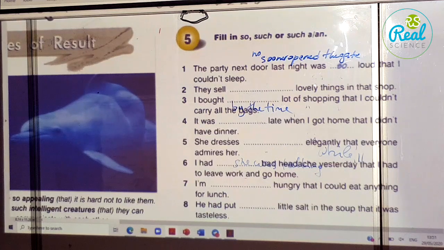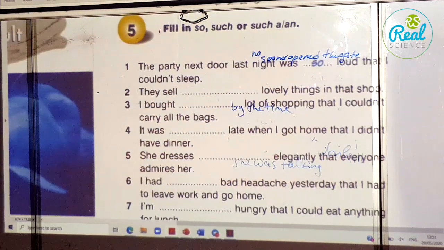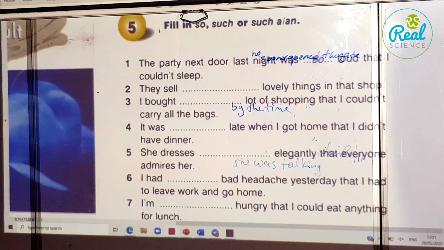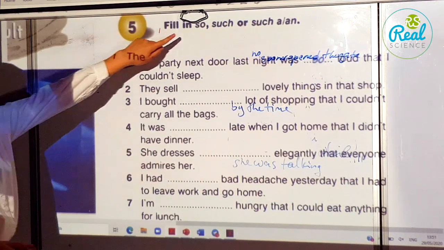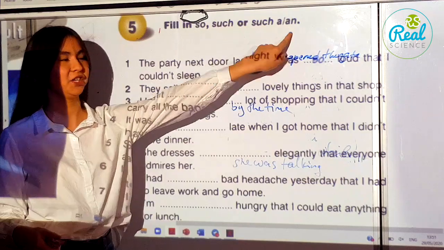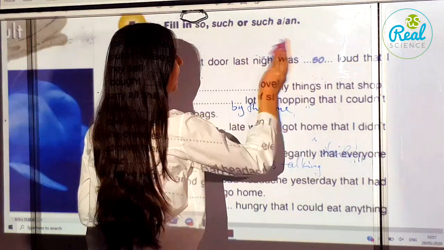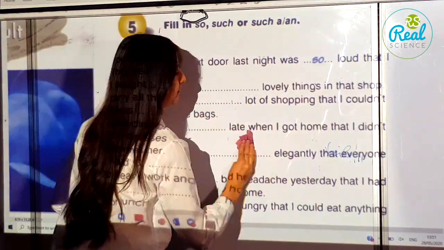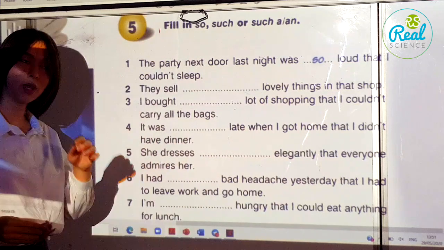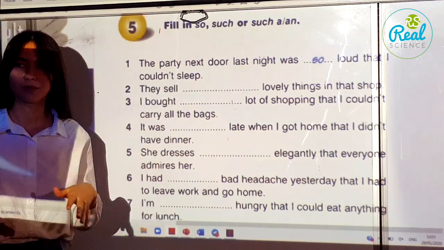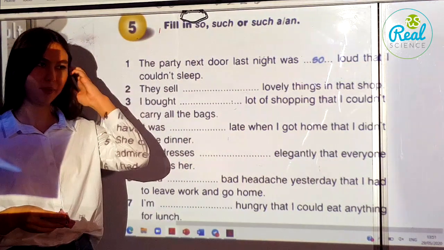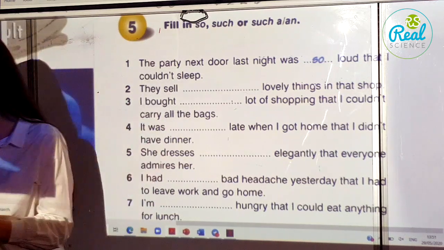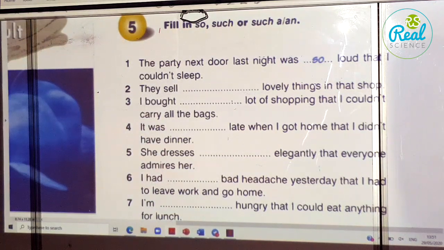So can you see exercise 5, guys? Yes. Okay, good. So here you have to fill in the gap with so, such, or such a. Do you know the differences between them? Not really. Should I explain it a bit? Yes. Okay, I will explain to you.